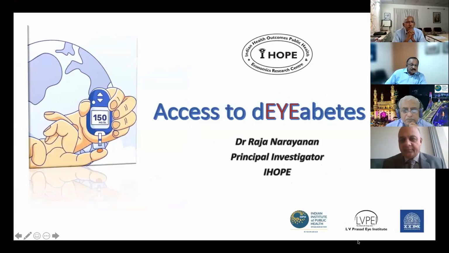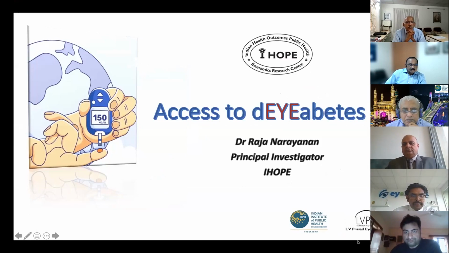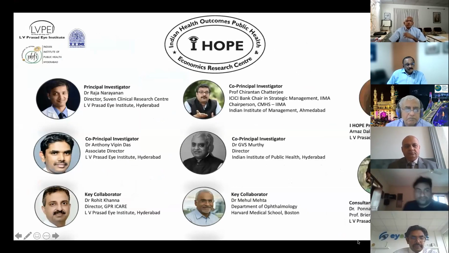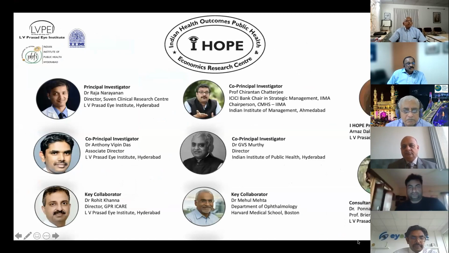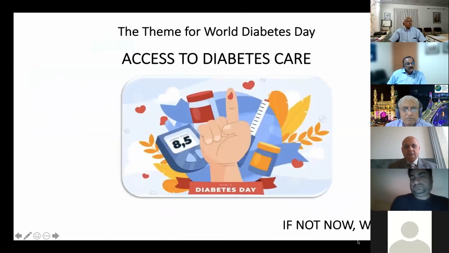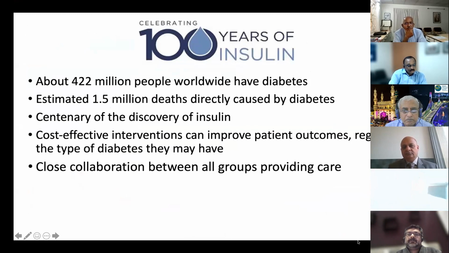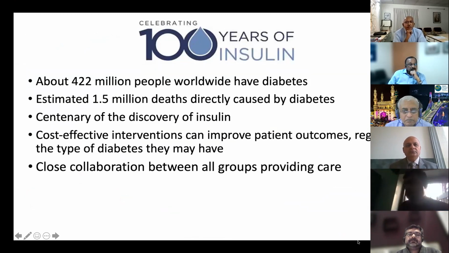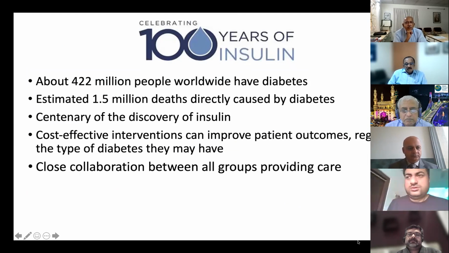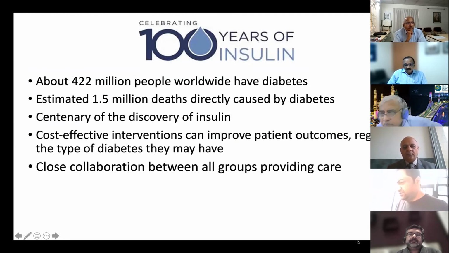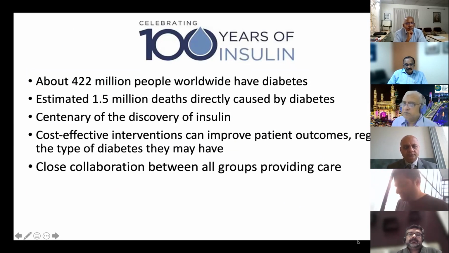So today, the agenda is access to diabetes care. On behalf of all the investigators of the Indian Health Outcomes Public Health and Economics Research Center, I would like to extend a warm welcome to you all for this meeting. Incidentally, this year is the centennial year of the discovery of insulin. But unfortunately, at this time, we are seeing more and more patients developing diabetes, not just more patients, but younger patients who are developing diabetes.